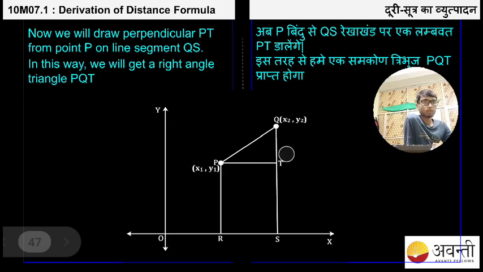Now we know that this is forming a right angle triangle. So now we are able to use the Pythagoras theorem so that we can find the distance between these points. This distance is just the hypotenuse, and we know that this side is 1 unit, and this side is 1 unit.